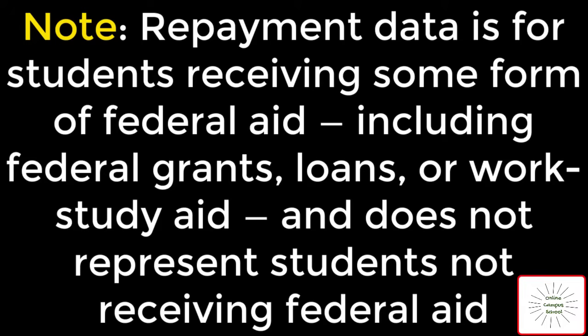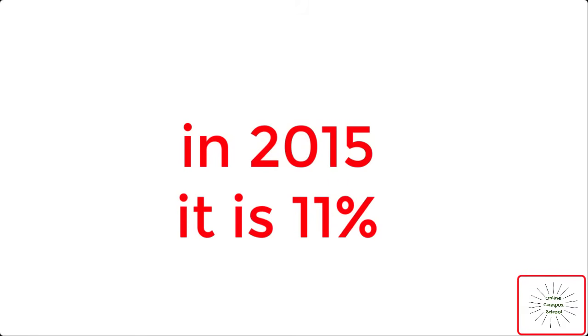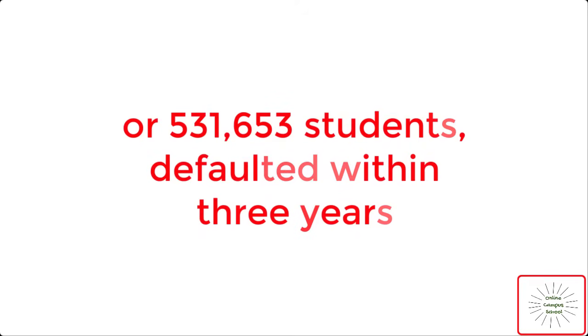Here is a clear note: repayment data is for students receiving some form of federal aid, including federal grants, loans, or work-study aid, and does not represent students not receiving federal aid. Of the borrowers who graduated and began repaying loans in 2015, 11%, or 5,31,653 students, defaulted within 3 years.